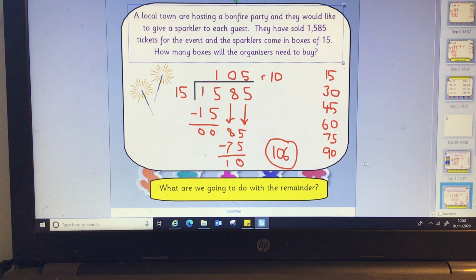Okay? Have a think. Once you get a remainder, what's the question asking you? Does it need an extra lot to cover the remainder that you had? Or does the previous number give you the answer that you were after?